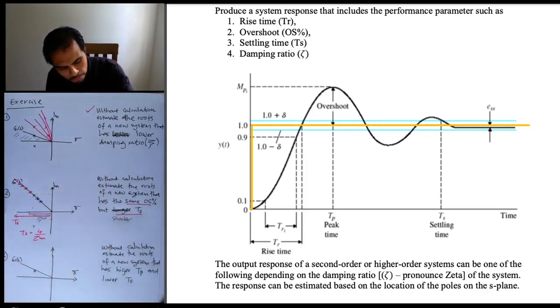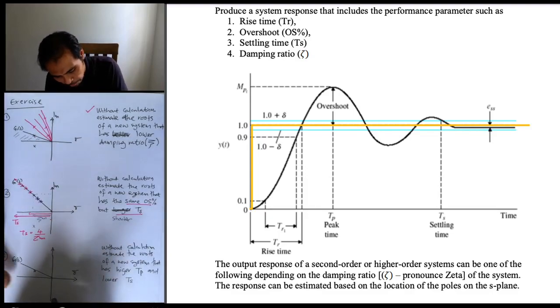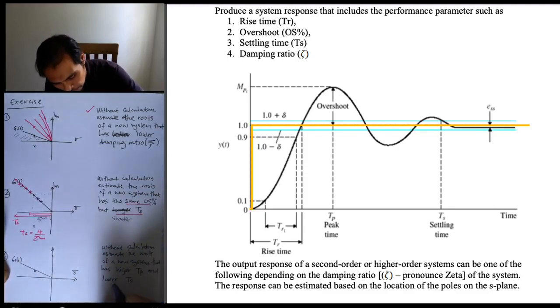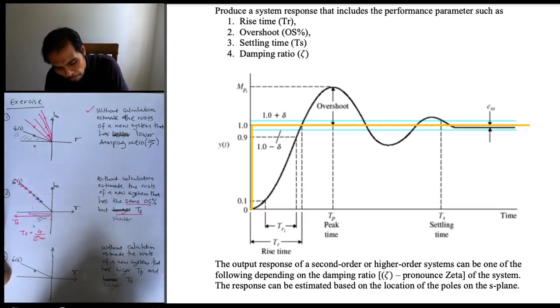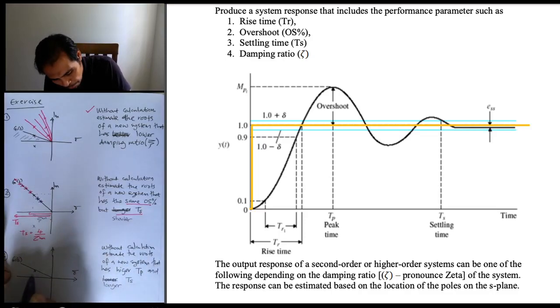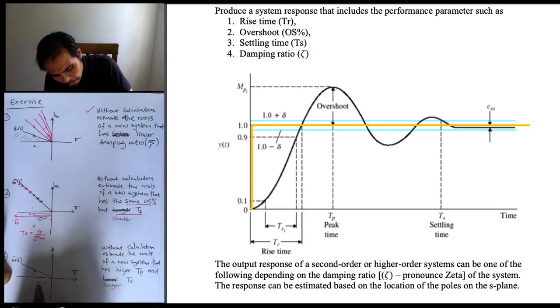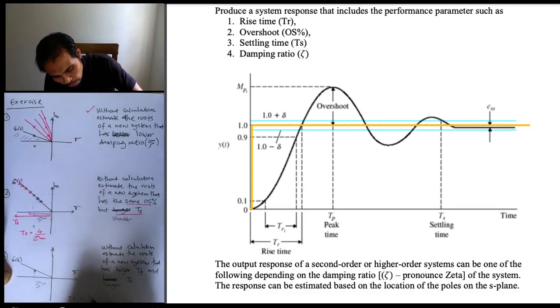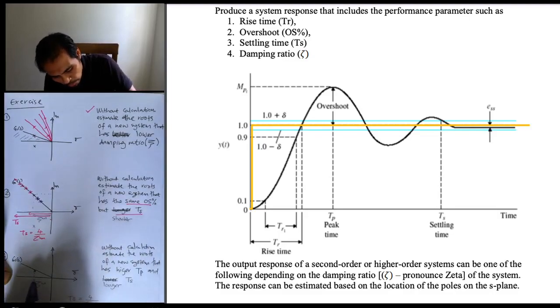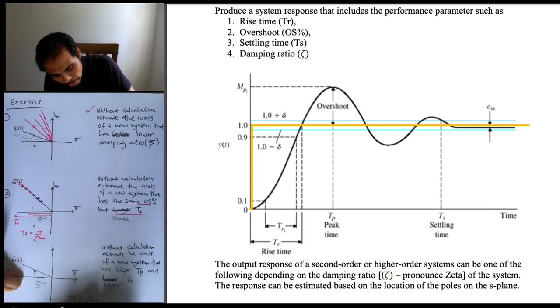Okay, exercise number 3. So without calculation, estimate the roots of a new system that has higher TP and lower TS. Alright, so we know that lower TS, no, I think make it longer TS. Longer TS. So for longer TS, we need to move that point towards 0, right? We need to move towards this, because we know that this is zeta omega n, and TS is a function of 4 over zeta omega n. So as we move towards this, we increase the TS.